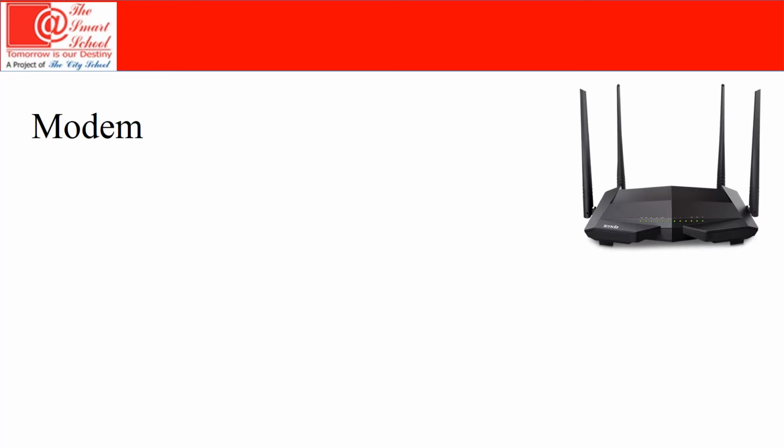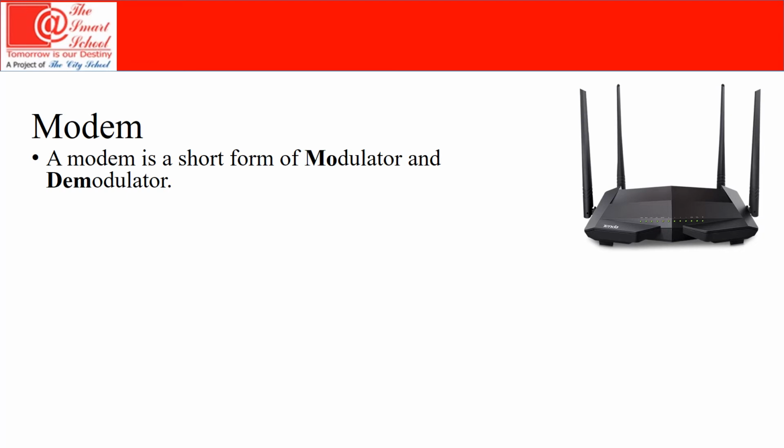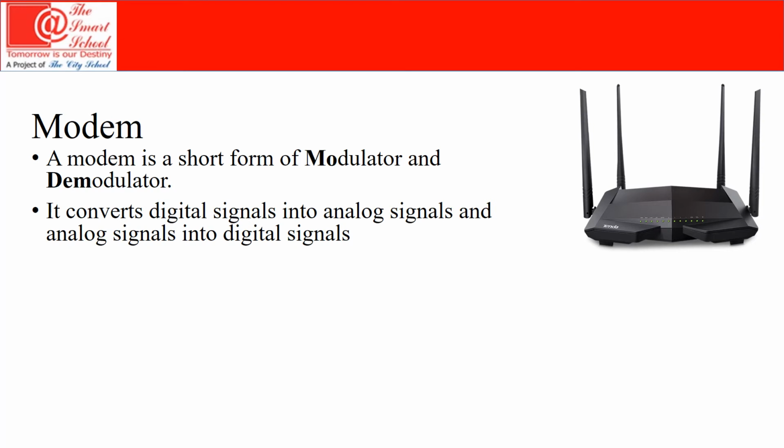Now let's see, students, where do analog and digital signals work in computers. As you have seen, we require a few components to get connected to the internet. One of these components is the modem. What is a modem, students? A modem is a short form of modulator and demodulator. It converts digital signals into analog signals and analog signals into digital signals. For example, your computer is a digital device, whereas a telephone line is an analog signal line.